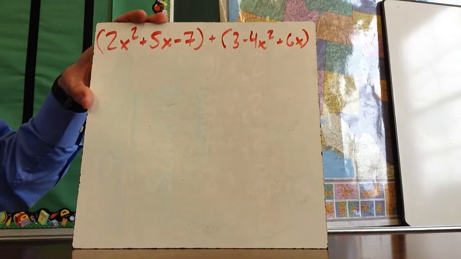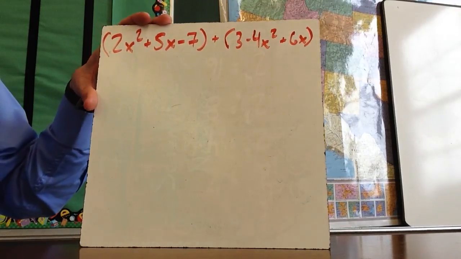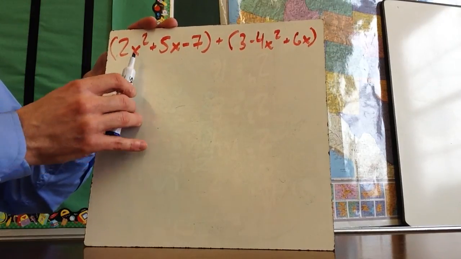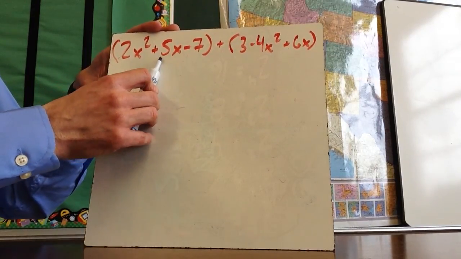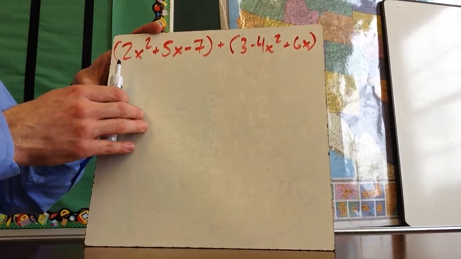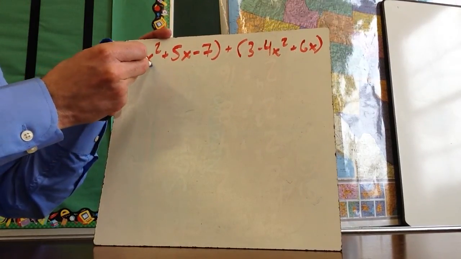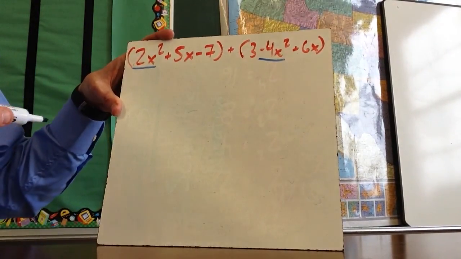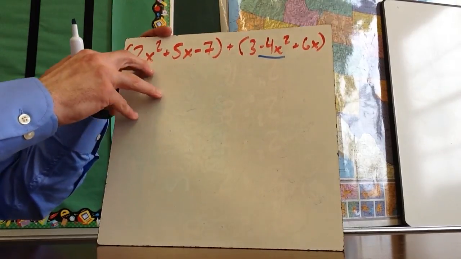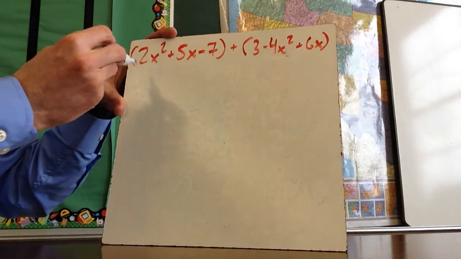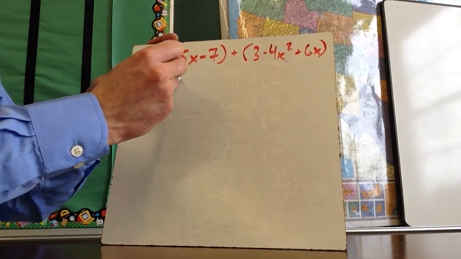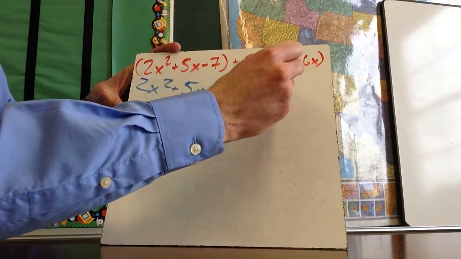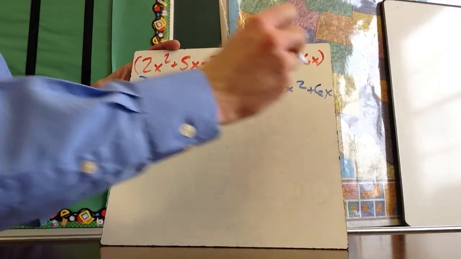So remember that you can only add or subtract monomials that have identical bases. For example, 2x squared I cannot combine with 5x, because we're combining like terms. So over here I've got a 2x squared, and then I've got a negative 4x squared. We can start by rewriting this without any of the parentheses. So this is going to be 2x squared plus 5x minus 7 plus 3 minus 4x squared plus 6x, right?